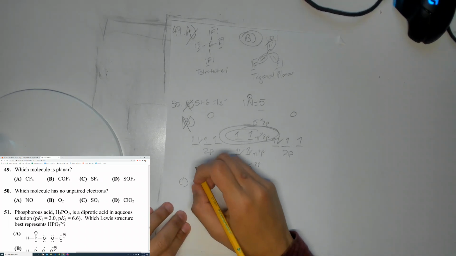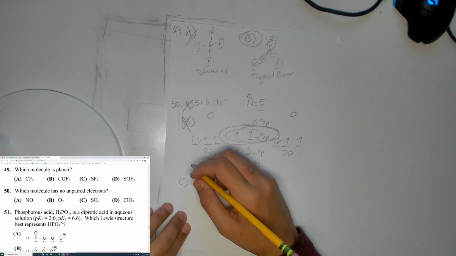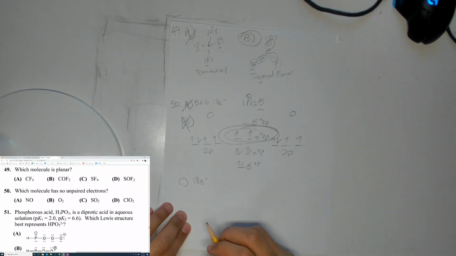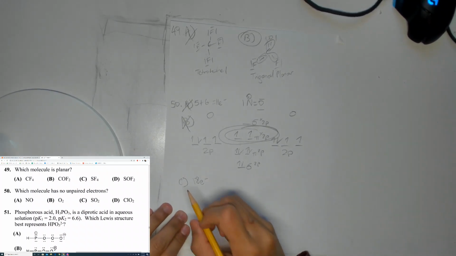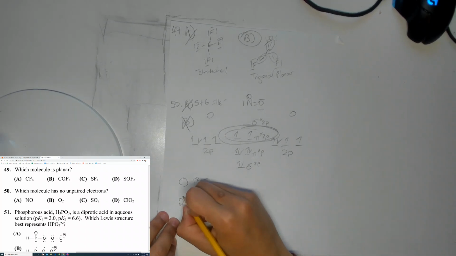For C, you cannot tell right away. If you do the math of finding the amount of valence electrons in the molecule, you get 18, because 6 plus 6 plus 6. But then you don't know if it has unpaired electrons or not. Oxygen also has an even amount of valence electrons. So we'll leave C off for now. Let's take a look at D.